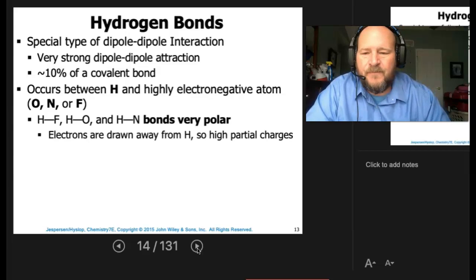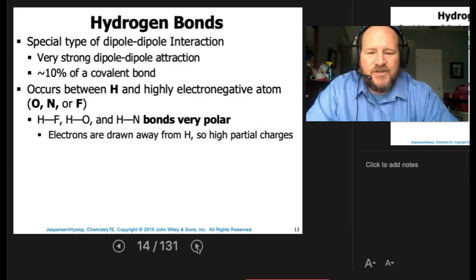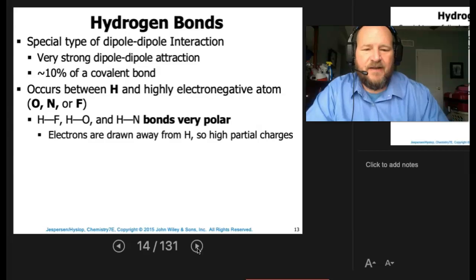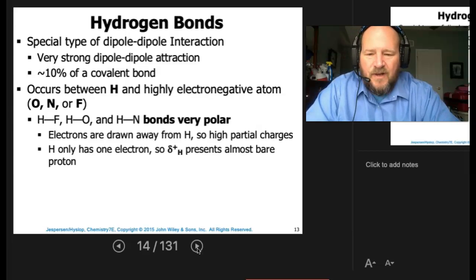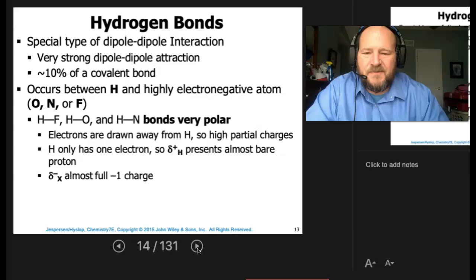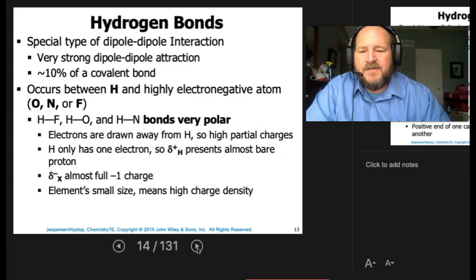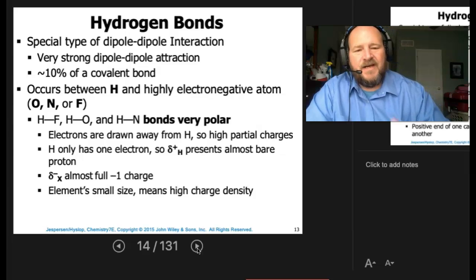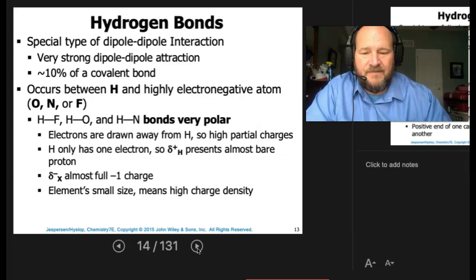So electrons are drawn away from hydrogen so that we end up with a very high partial positive charge. Remember, it's a single proton. And so if its electron is being dragged away, then it's left with just a proton sitting out there. So hydrogen only has that one electron, so the positive piece of the hydrogen presents almost a bare proton, right? So it's almost a proton all by itself. So the element's small size means a high charge density. So the fact that it only has one proton and one electron is what's leading to this strengthening of this interaction.